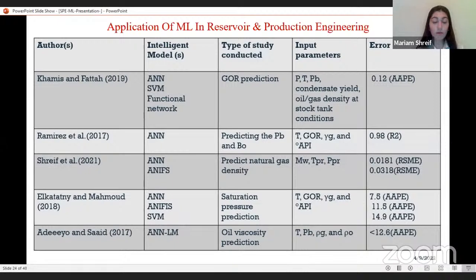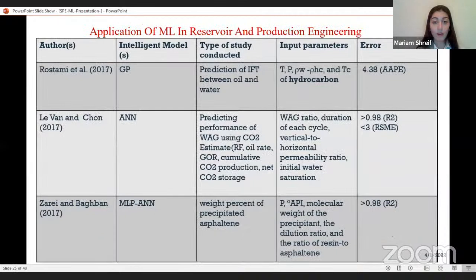Another study used the ANN, the support vector machine, and the functional network in order to forecast the gas oil ratio. We can also use ANN, ANFIS, and the support vector machine to predict the saturation pressure and oil viscosity. Another study used ANN to predict the performance of water alternating gas using CO2.